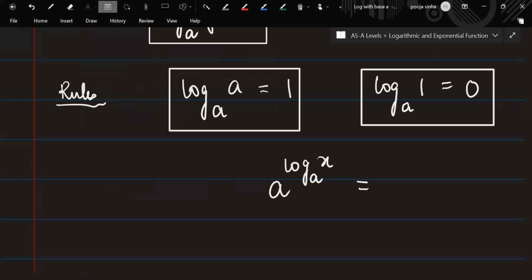I don't know. Is there a log in the base also?